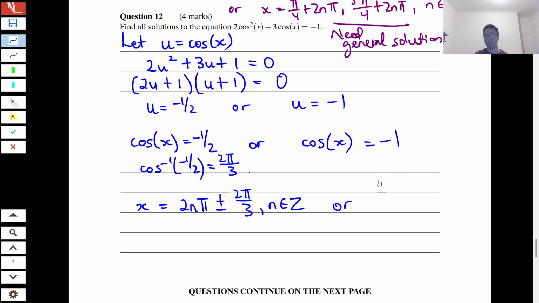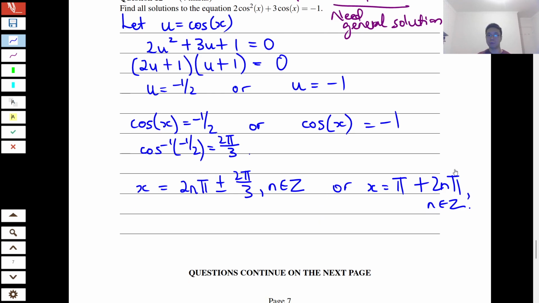And then for cosine of x equals negative 1, here there's only one value in the interval 0 to 2 pi that gives me a value of negative 1, and that is pi. And then I can add 2n pi as well. Now, you might have chosen a different angle to 2 pi on 3. That's fine, as long as your solution is equivalent. So if you have a different answer here, just check that you generate the same families of solutions, and I would give you the mark for that.